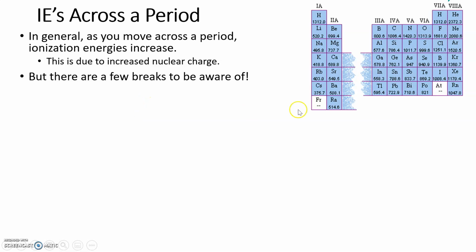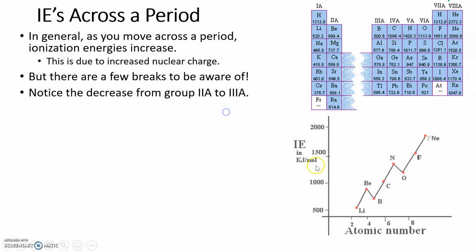There are a few breaks in this pattern to be aware of. You might have noticed the first break is beryllium with 899 and boron with 800. That's our break between the group 2A and 3A atoms here.